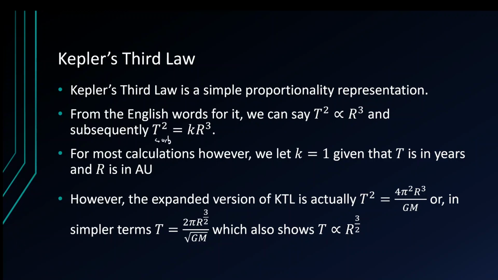This is orbital time, and the r is orbital radius. So if we let k equal 1, t has to be in years and r has to be in astronomical units. It's a rough estimation, if you remember, if you do inferential.